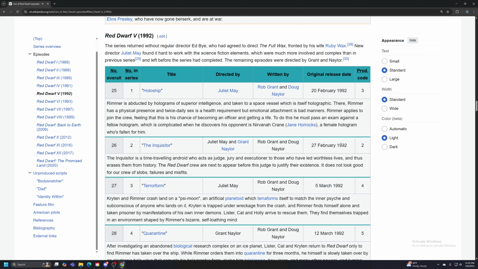Okay. Episode 3. Terraform. Crichton and Rimmer crash land on a Psi moon, an artificial planetoid which terraforms itself to match the inner psyche and subconscious of anyone who lands on it. Crichton is trapped under wreckage from the crash, and Rimmer finds himself alone and taken prisoner by the manifestations of his own inner demons. Lister, Cat, and Holly arrive to rescue them. They find themselves trapped in an environment shaped by Rimmer's bizarre, self-loathing mind.